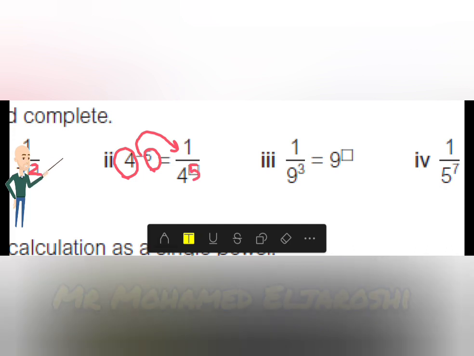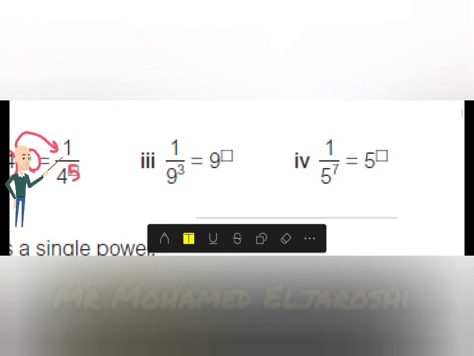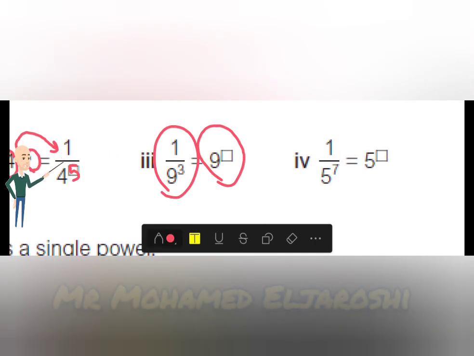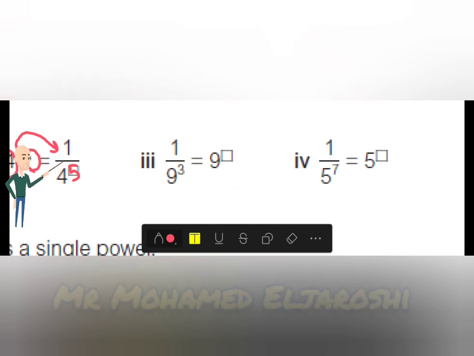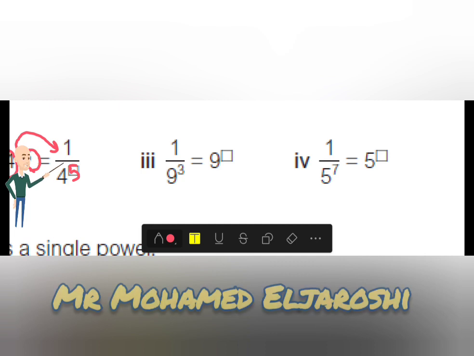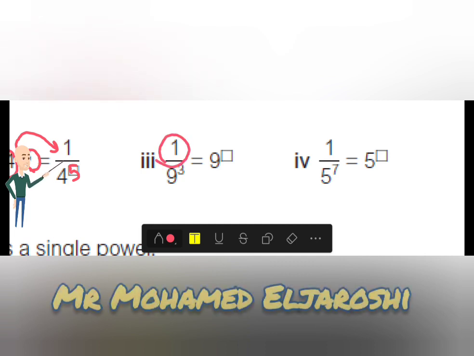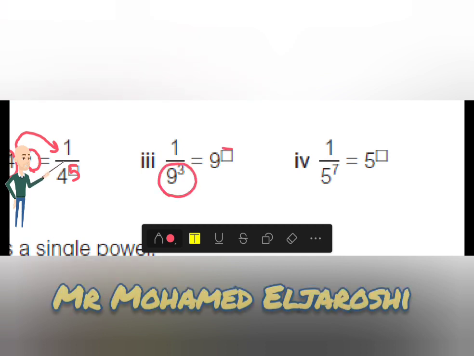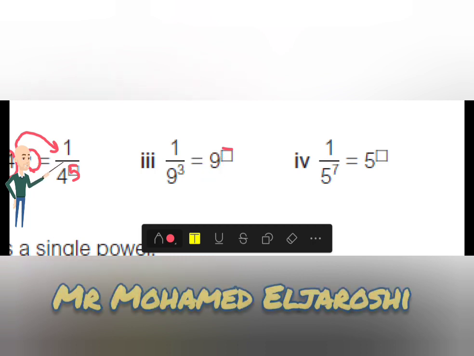Good job. The next one is the opposite. This time they gave you the fraction and they want you to write the negative power. So 1 divided by means a negative power, and you just put the base number and the power. So here 1 divided by means what? Means a negative power. And then you just put this here, the base number, we have it. And then we just put the power, which is 3.